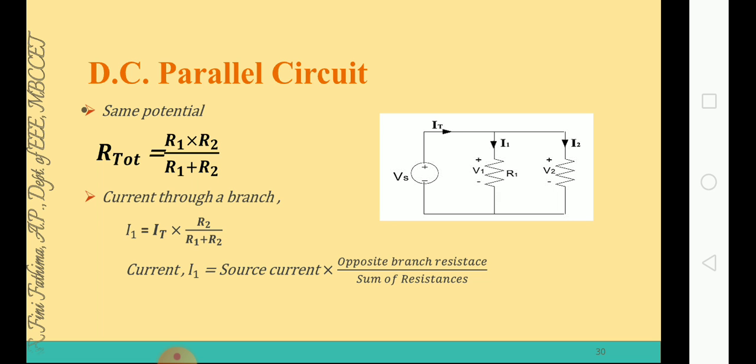So in a series circuit, the total resistance is the sum of the individual resistances, whereas in a parallel circuit, the total conductance is equal to the sum of the conductances of the individual elements.